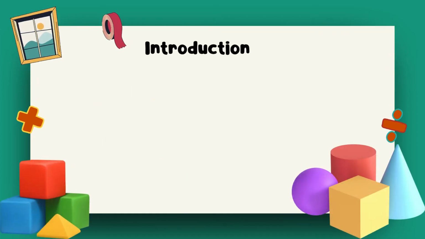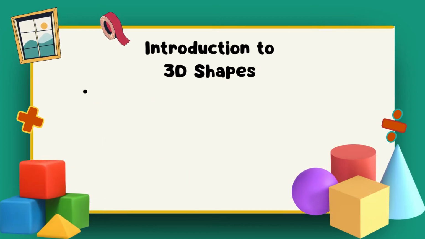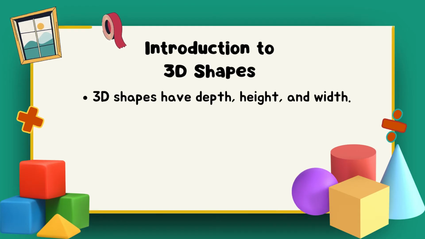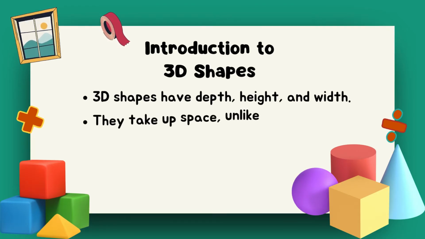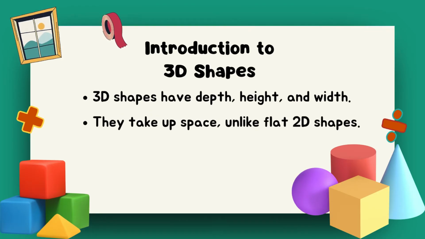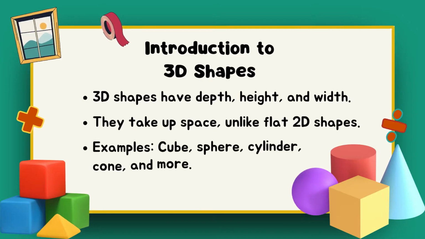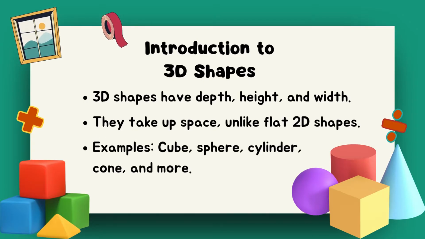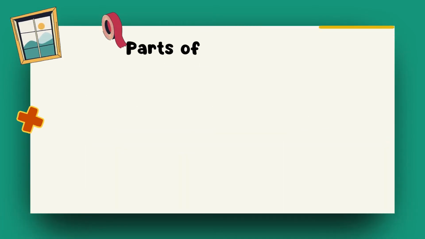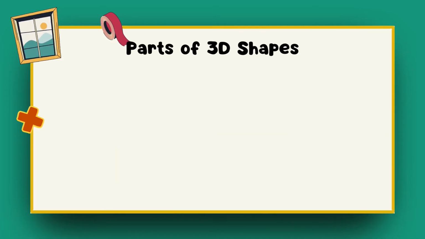Now, let's move to 3D shapes. 3D shapes have depth, height, and width. They take up space, unlike flat 2D shapes. Examples include cube, sphere, cylinder, cone, and more. Now, let's discuss the parts of 3D shapes.